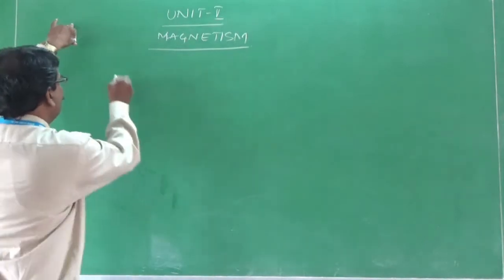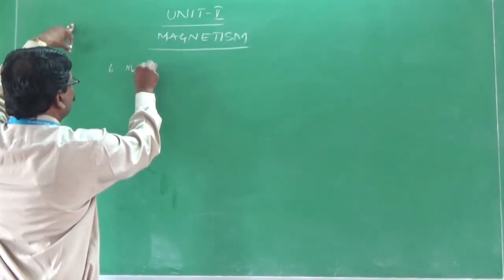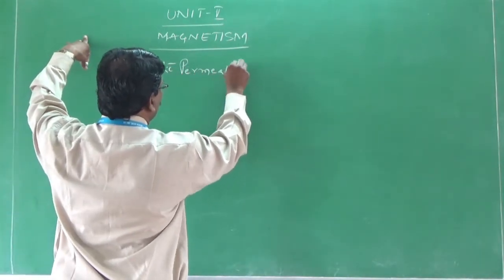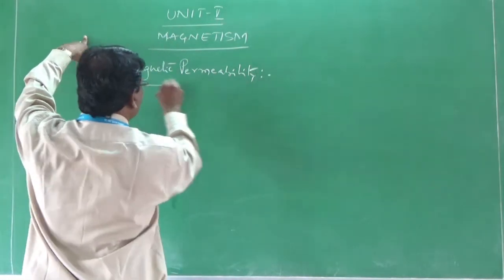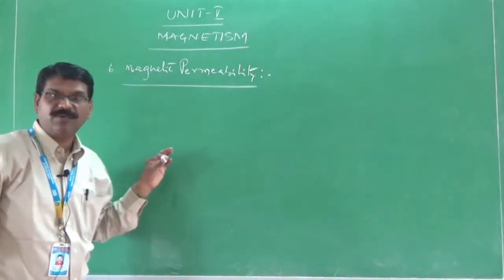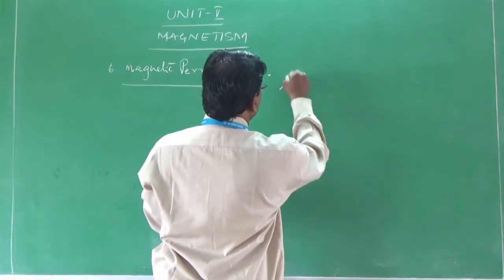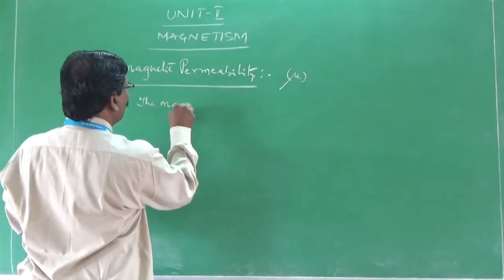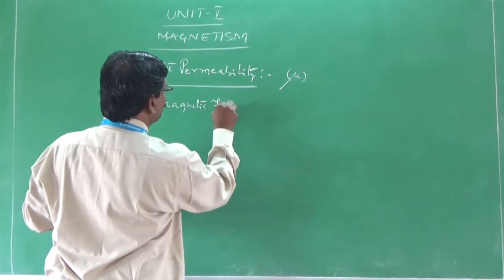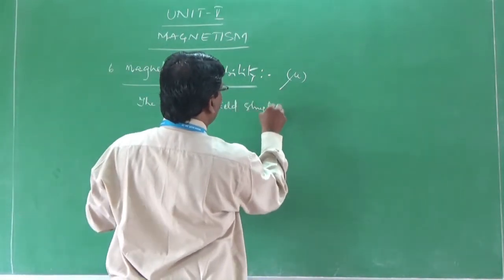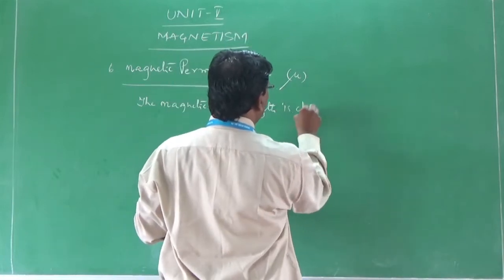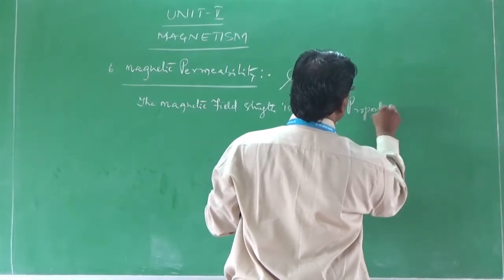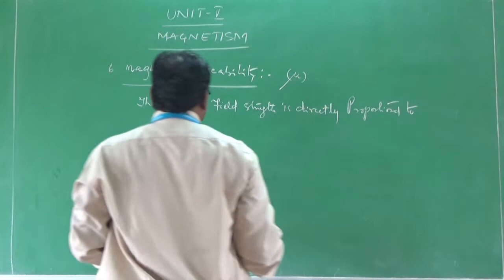The sixth definition is magnetic permeability. We have a relationship involving magnetic permeability, which is denoted by mu. Mu is defined like this: the magnetic field strength, or the magnetic induction field, is directly proportional to magnetic field intensity.